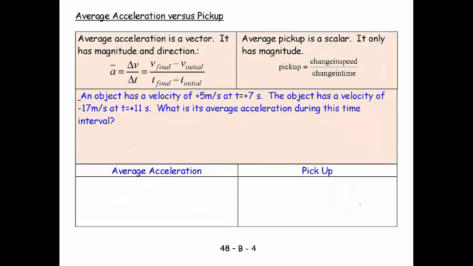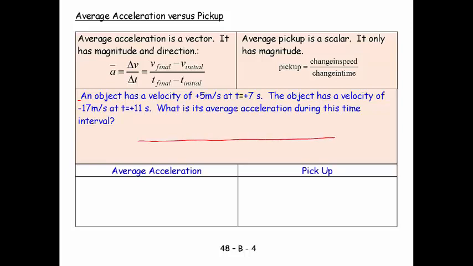I can do the next thing, which is average acceleration, and it's a vector. It has a direction and a magnitude. And the acceleration is equal to my change in velocity over my duration, which equals my final velocity minus my initial velocity over my final time minus my initial time. We can also talk about the scalar of acceleration, and there's not a common science word for it. I use the term pickup, like this truck has a lot of pickup. It can accelerate quickly. So pickup is a scalar.